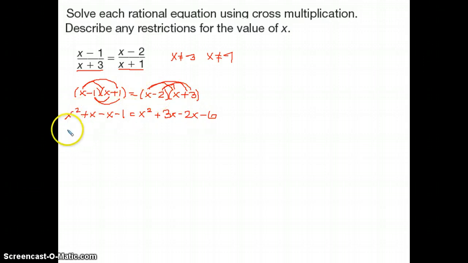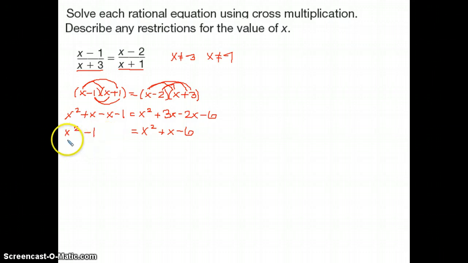Now I'm just going to combine like terms on each side. So I actually get x squared, those two cancel out, -1 on the left. On the right I have an x squared, and I have a 3x and a -2x, so I get a plus x minus 6. So combine like terms is my next step.